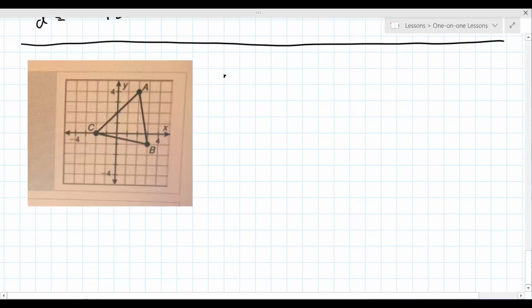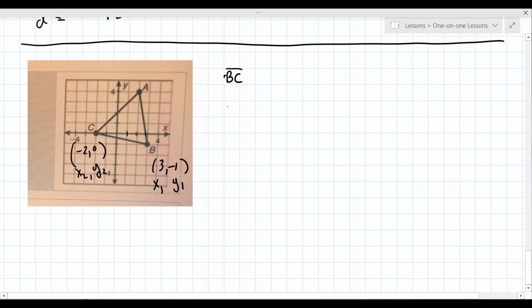All right, so we're trying to find BC. So we need to know this ordered pair. This B is at 3, -1, and C is at -2, 0. So I'm going to make this x1 and y1, x2 and y2. If you decided to change these, it would still work. You'd get the same result. So it doesn't matter which one you choose, as long as the 1 goes with the 1 and the 2 goes with the 2.